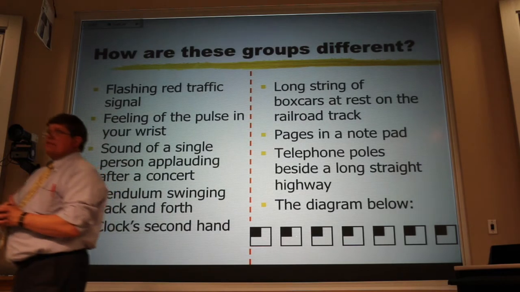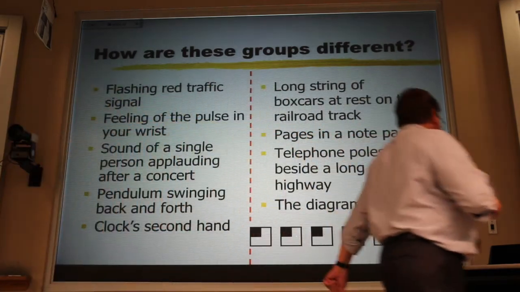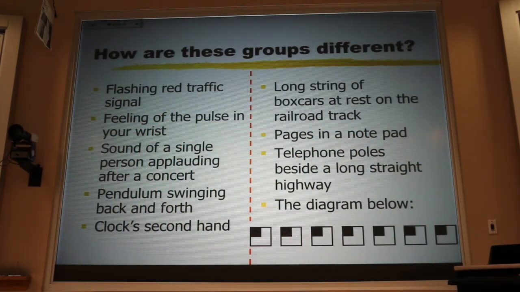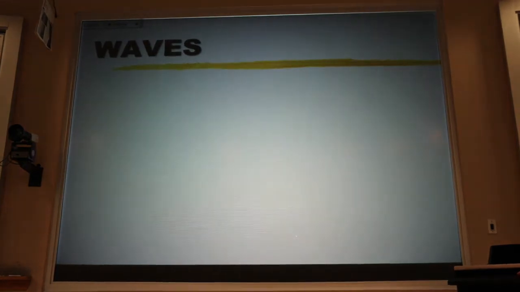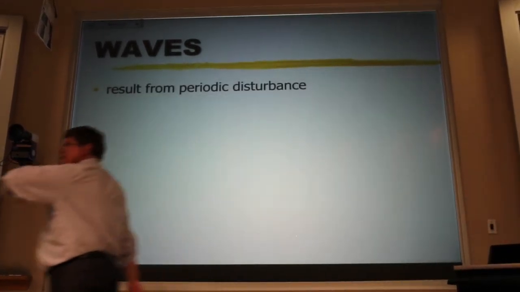My point with this exercise is that waves are both. Waves are both a repetition in space and a repetition in time, and we need to combine both of these attributes to understand a wave. Now, a wave results from a periodic disturbance.